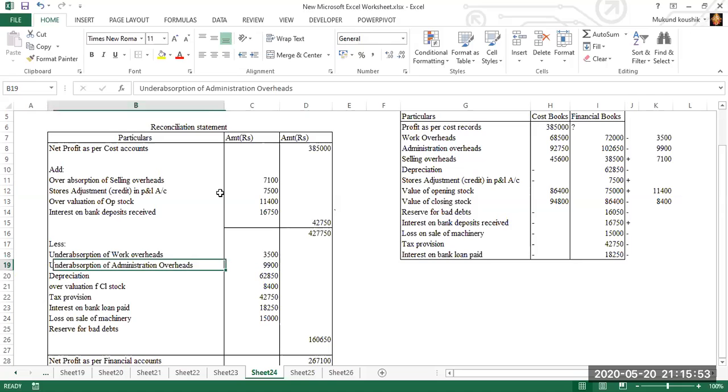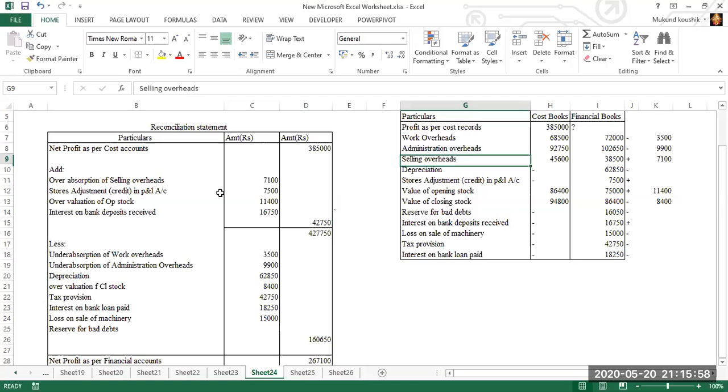Let us look at what items we actually have to deduct. The first one is under absorption of work overheads. Since the costing book amount is lesser than financial books, it is under absorption. So we take the difference between these two numbers, which is 3,500, and deduct. Similarly, under absorption of administration overheads, 9,900, we have to deduct. Then depreciation, since it is an expense, we deduct the 62,850. Then overvaluation of closing stock, we have to deduct. Again we take the difference between the two. The difference is coming to 8,400, and we deduct that.